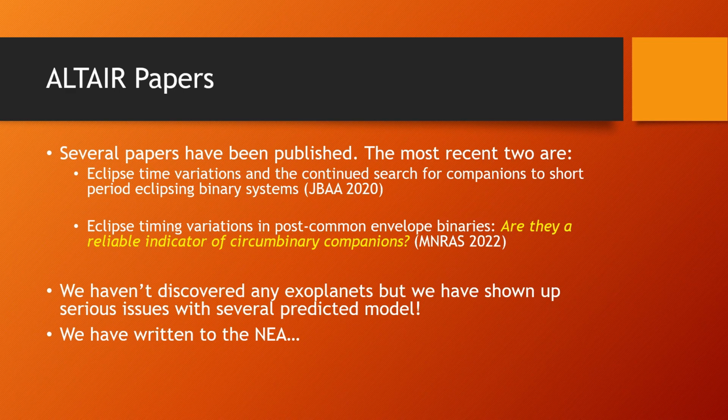The reason why we've gone this way is because as we've continued to measure these systems, we haven't actually discovered any exoplanets ourselves, but what we are continuing to do is to cast doubt on the models that have been created and used to predict the existence of those circumbinary objects, those exoplanets. We have found that these predicted models do not hold water very long, as I will describe. And we've also written to the NEA, the NASA Exoplanet Archive, because even though our paper has cast doubt on this, we still haven't got anything in the entries to say that these exoplanets have been contested.